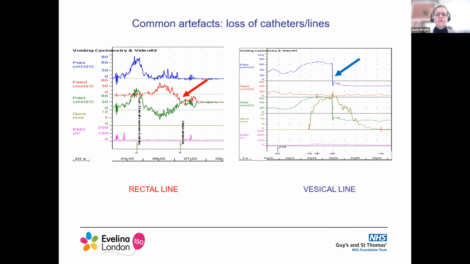Loss of catheters is also a fairly common thing that happens. Here we've got a PAB line. We get a nice rectal contraction with a corresponding negative deflection in the PDET line, and then the rectal catheter is actually passed. And likewise during voiding, here the urethral line is passed during voiding, and you get this sudden drop in pressure.